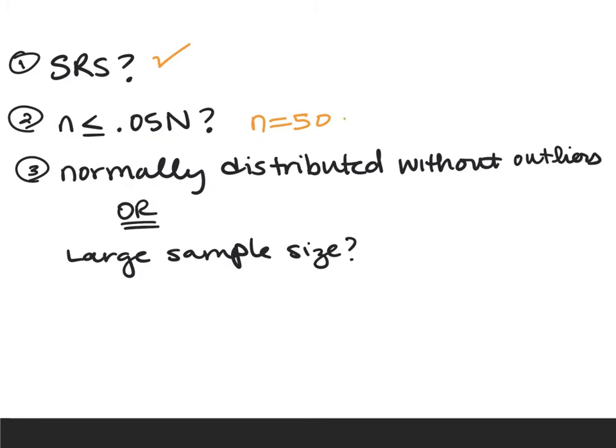And then thirdly, so we can make a check mark there, we want to know that it's normally distributed without any outliers, or that it's a large sample size. Well, we have no idea what this distribution looks like. We're not told that it's normally distributed, and there's no indication of the shape at all. But we do have a large sample size. So remember, we needed n to be greater than or equal to 25, and in fact, since n is 50, we've met that condition. So we can use our t-interval for this problem.